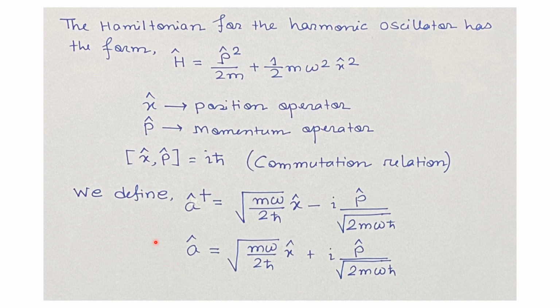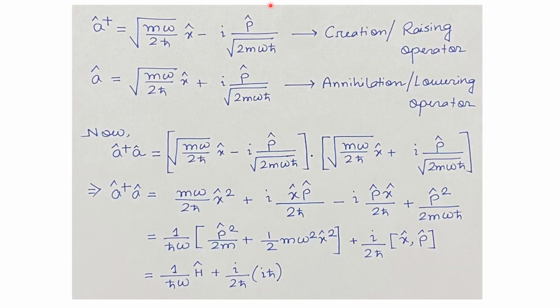It is clearly seen that these two operators a cap and a cap dagger are complex conjugates of each other. The a cap dagger operator is known as the creation or raising operator, and the operator a cap is known as the annihilation or lowering operator. There is some significance to the nomenclature for these two operators. When the operator a cap dagger acts on a harmonic oscillator state n, it returns the state n plus 1.